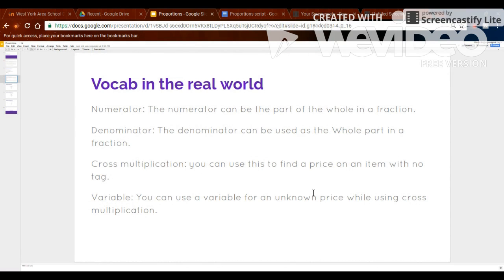Now we will show you the vocab in the real world. A denominator in the real world is the whole part of something. A numerator in the real world is a part of the whole. Cross multiplication in the real world, you can find a price of an item with no price tag. A variable in the real world can be used for any unknown item while using cross multiplication.